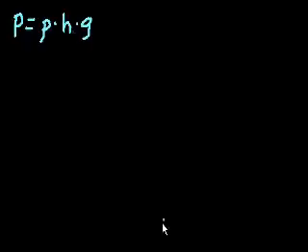In the last video, we learned that the pressure at some depth in a fluid is equal to the density of the fluid times how deep we are in the fluid, or how high the column of fluid above us is, times gravity. Now let's see if we can use that to solve a fairly typical problem you'll see in your physics class or even on an AP physics test.